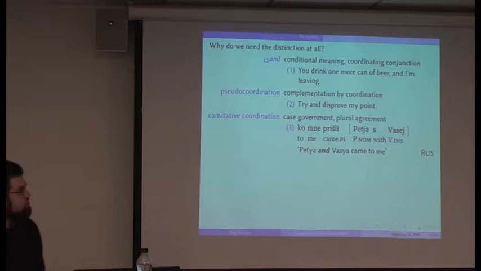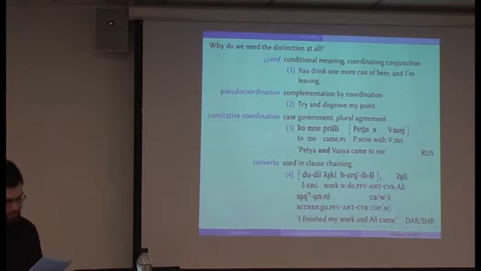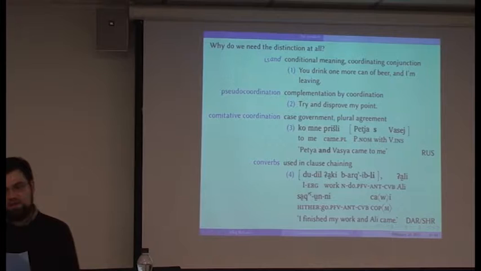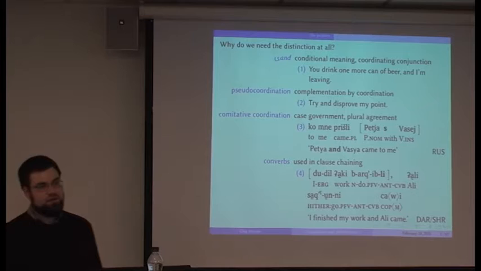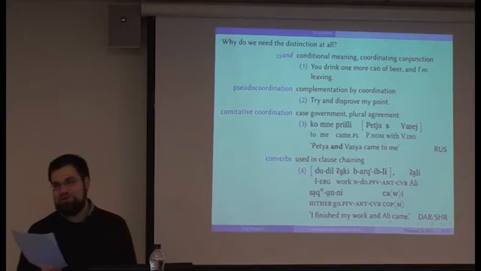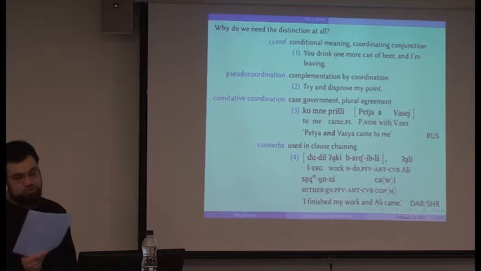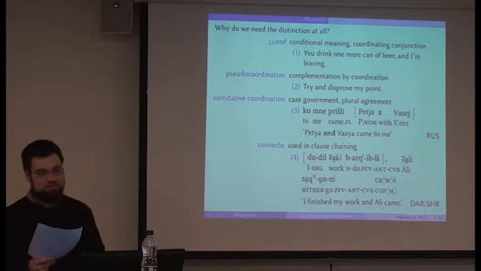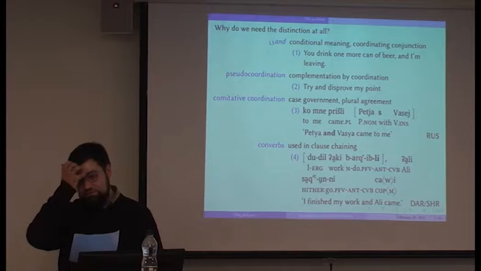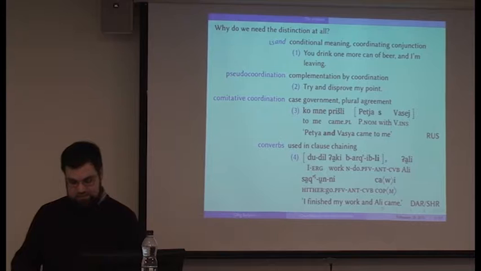And then we have in many languages converb constructions, where a form which is morphologically dependent, which lacks certain finite categories such as agreement morphemes or certain tense and aspect morphemes, functions in the very same way as we find with coordinating constructions in more familiar languages, such as 4 from Shiri Dargwa. I finished my work and Ali came, just a normal sequence of clauses, but the only way to express this meaning in Shiri is to use a converb clause for the first conjunct of this construction. So literally it means something like me having done the work, Ali came to me, whereas formally the form is dependent, but semantically it is indistinguishable from what we call coordination in more familiar languages.